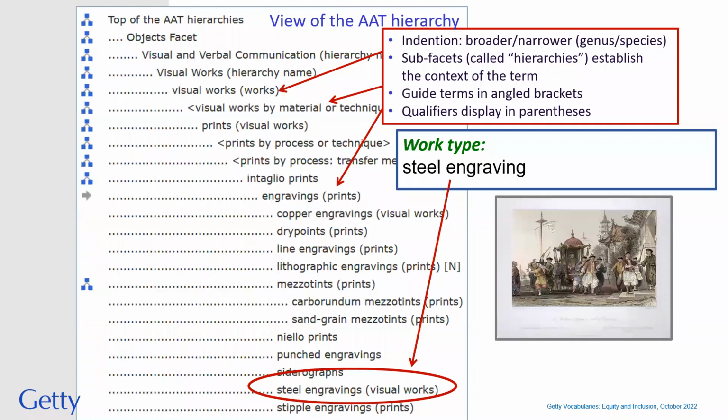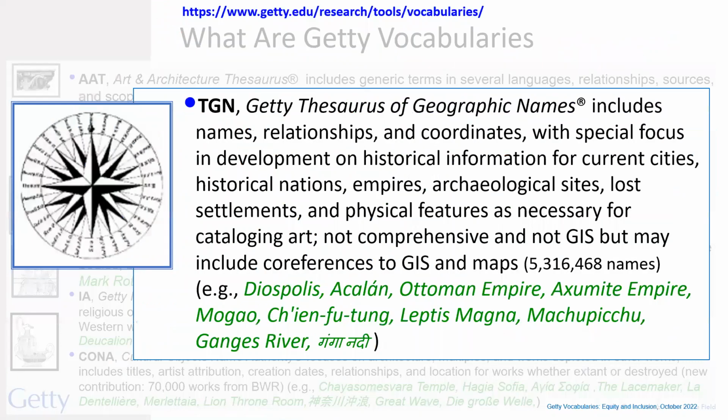This is the way we display the hierarchy. Usually indention seems the best way to display these hierarchies, where the broader, narrower contexts, in this case, genus, species, are portrayed. They're so broad and deep that this seems the best way to display them, but you can try other ways if you're a developer. So here we have steel engravings, which are types of engravings, which are types of intaglio prints, which are types of visual works, etc. All the vocabularies have those characteristics, but let's see what the other vocabularies are.